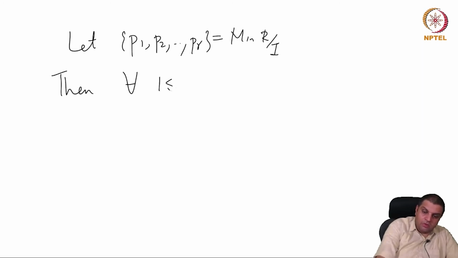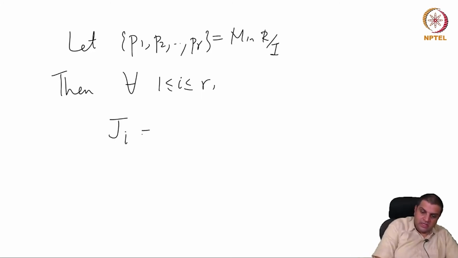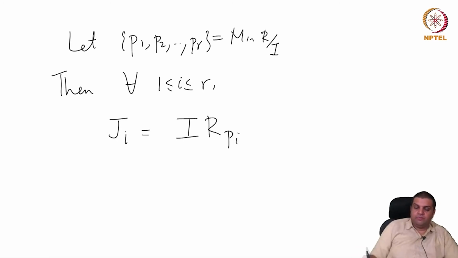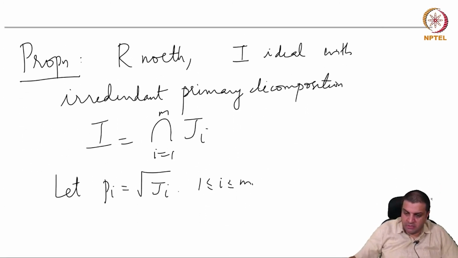Then for all 1 less than or equal to i less than or equal to r, for the minimal components associated to the minimal primes, Ji is I localized at Pi and then contracted back to R. It's uniquely determined. So this is what this proposition says. There is an analogous statement for modules which we omit because this statement is a little bit more clear.